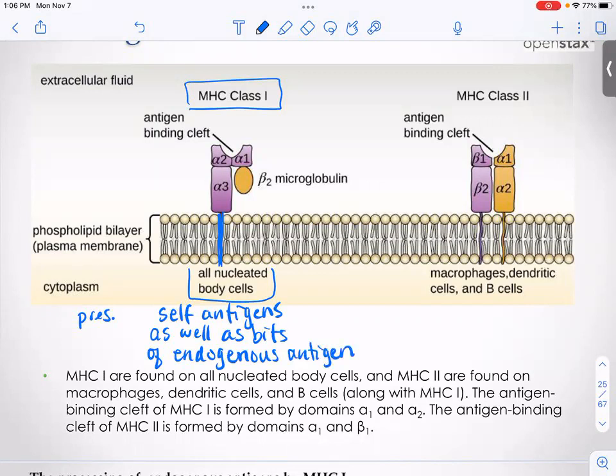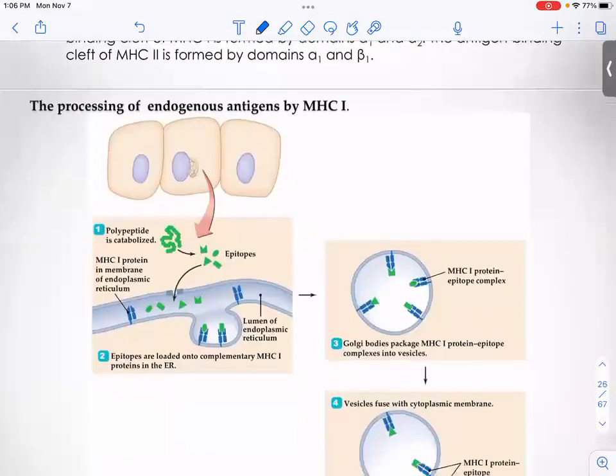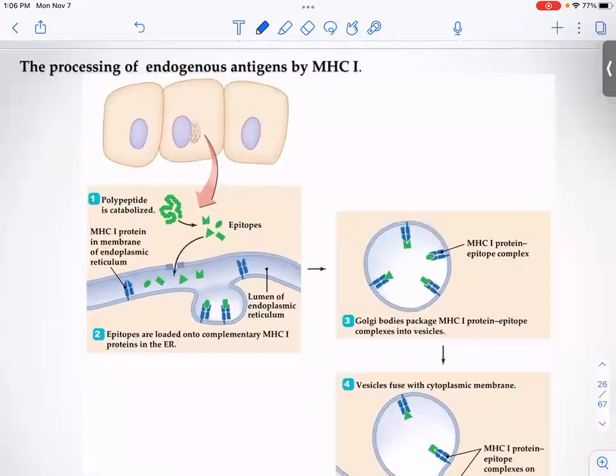So the idea is that this is a way for cells to advertise whether they are infected or not. So let me come back to this page in a minute. Your book doesn't really go into very well the mechanism of how that happens. This is just a very basic idea of how endogenous antigens are presented by MHC class 1.